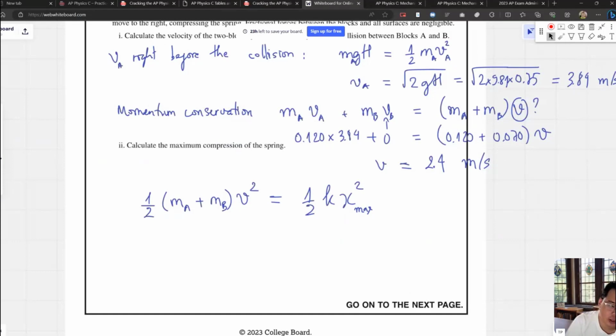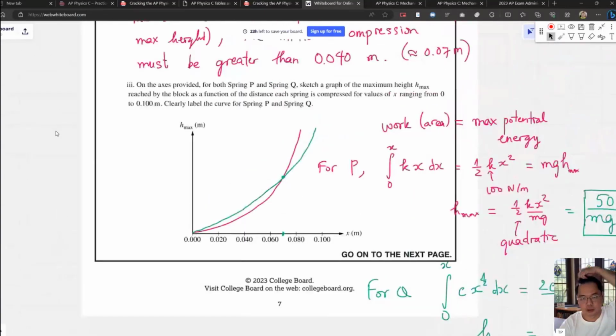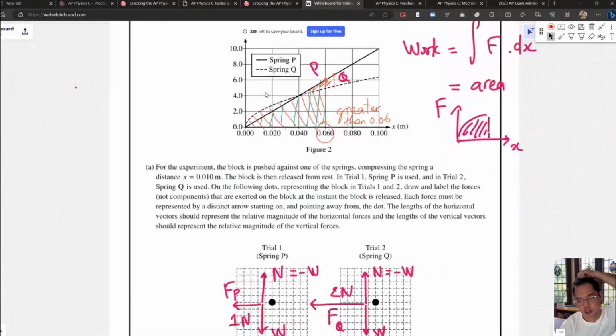1/2 the mass 0.12 and the other mass 0.07. The speed is 2.4 squared, 1/2 the spring constant, we know it. The spring Q, what is the spring constant? Wait, the spring Q has a variable changing spring constant. It's not a constant spring constant. Oh, that makes it difficult because you see here the curve, huh?